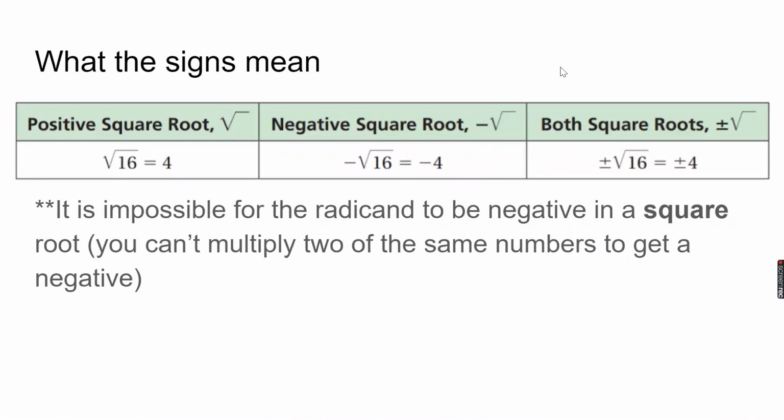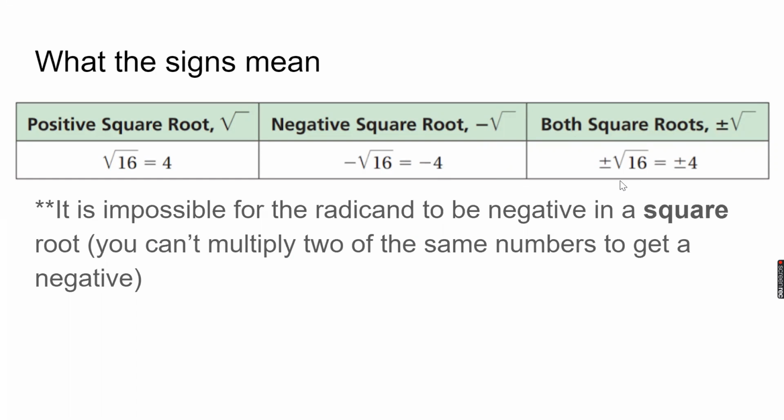So we talked about this before, what each of the signs means. So if you already have this in your 7.1 notes from before, don't write it again, just listen to me. So we've got 3 different options. We could have a positive square root, which means that there's no sign out front. If there's no sign, we automatically know that it's going to be a positive sign. We could have a negative square root, and so there's a negative sign out front. Notice how a positive square root gives you a positive answer, and a negative square root gives you a negative answer. You could also have both square roots.